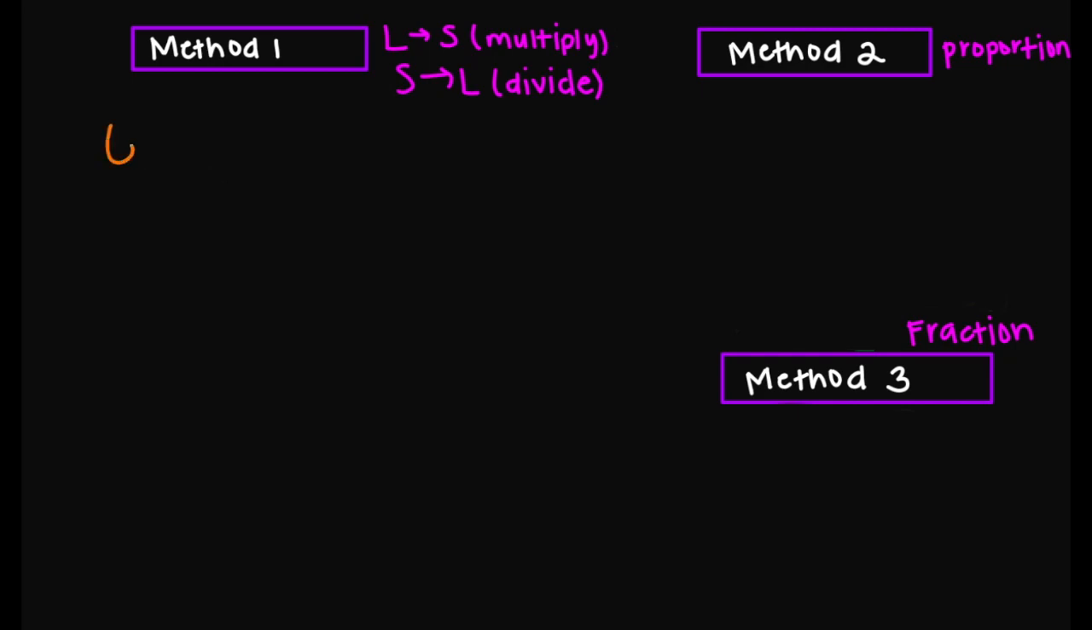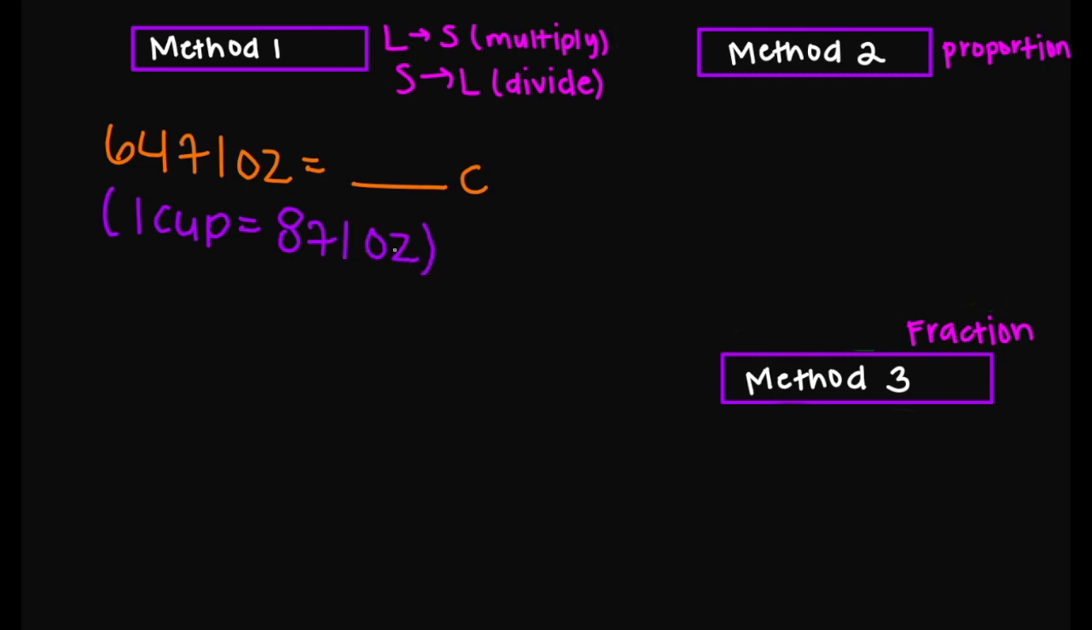Let's look at this example here. 64 fluid ounces equals how many cups? And our conversion factor for this question is going to be 1 cup equals 8 fluid ounces. So because we are going from a smaller unit to a larger unit, that means we need to divide. So I am going to divide 64 by 8, because 8 fluid ounces is going to give me 1 cup. So we're going to do 64 divided by 8. This is going to be 8 as your answer. So 64 fluid ounces equals 8 cups.